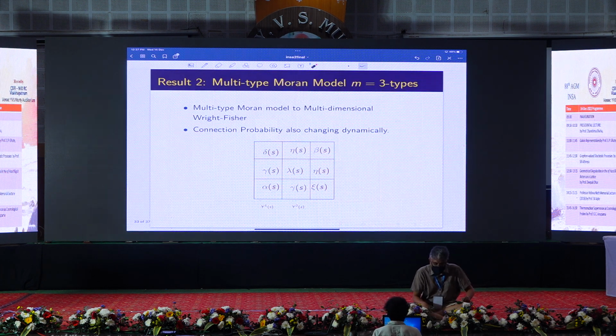So you can do many, many funky things, m equal to 3 as well. I'll show you one simulation and I'll stop with that.